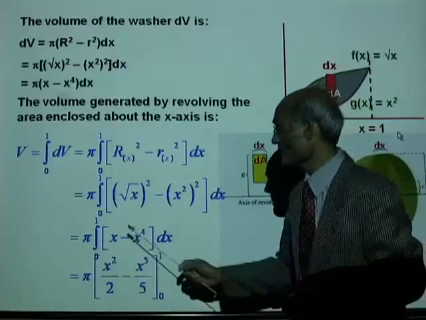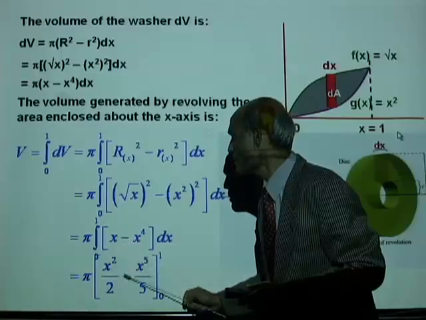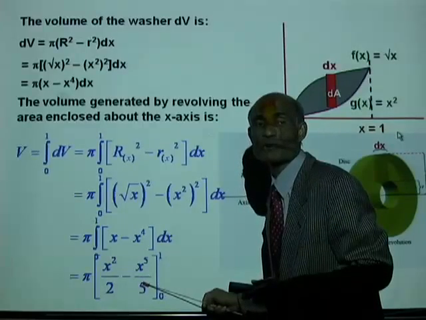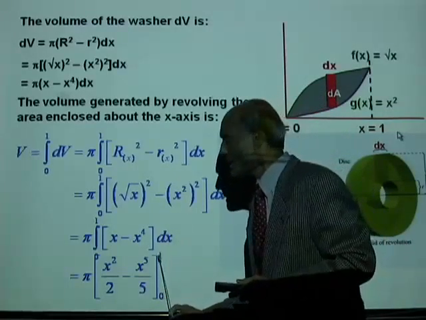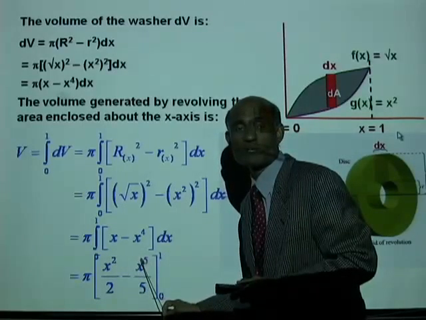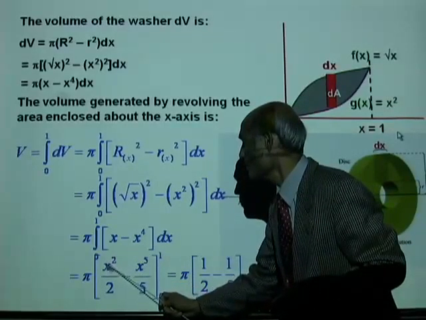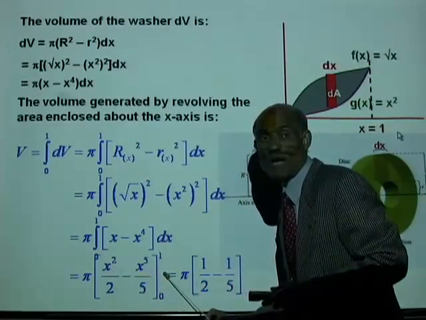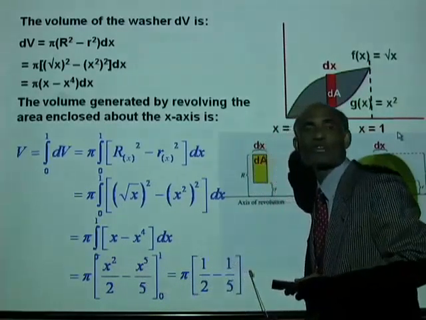Integrate that. Integral x dx is x squared over 2 minus integral x to the power 4 dx is x to the power 5 over 5, and that multiplied by pi. Alright. Now, find the value of that by using the upper limit minus the lower limit. So that will be pi times, put x equal to 1. 1 over 2 minus 1 over 5, that is the upper limit. Then minus, put the lower limit. I will give you 0, so there is no need to write that.